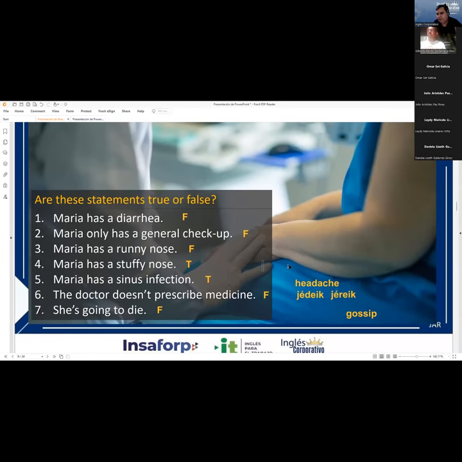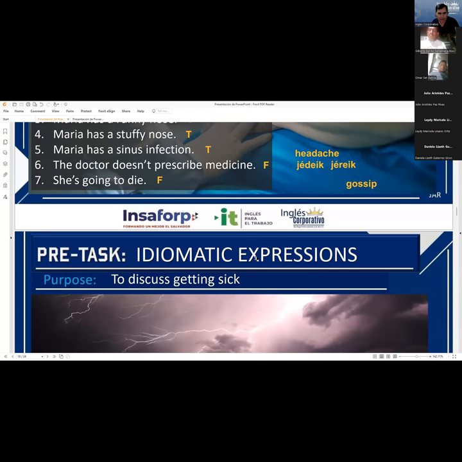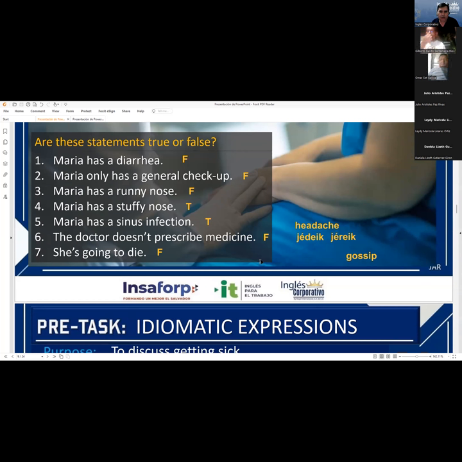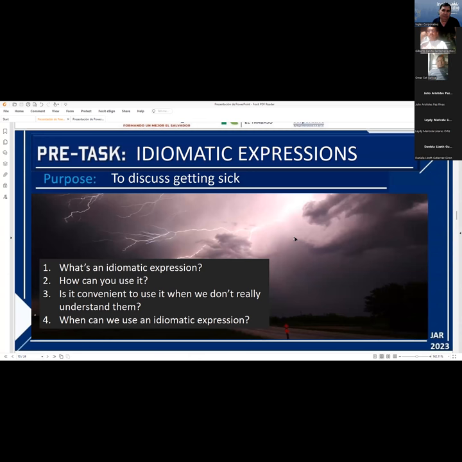Teacher, a question. When the doctor says to Maria, take medicine every 8 hours, that is not a prescription? Yes, it's a prescription. But the sentence here says doesn't. The sentence says the doctor doesn't prescribe medicine. It's a negation of negation. Exactly. And then it's false. So it says the doctor prescribes medicine. True. Thank you. But the doctor doesn't prescribe, it's false. He prescribes. It's like someone says, she doesn't understand. False. She understands. Like you were saying, false to something negative is positive, right? Yeah. All right.